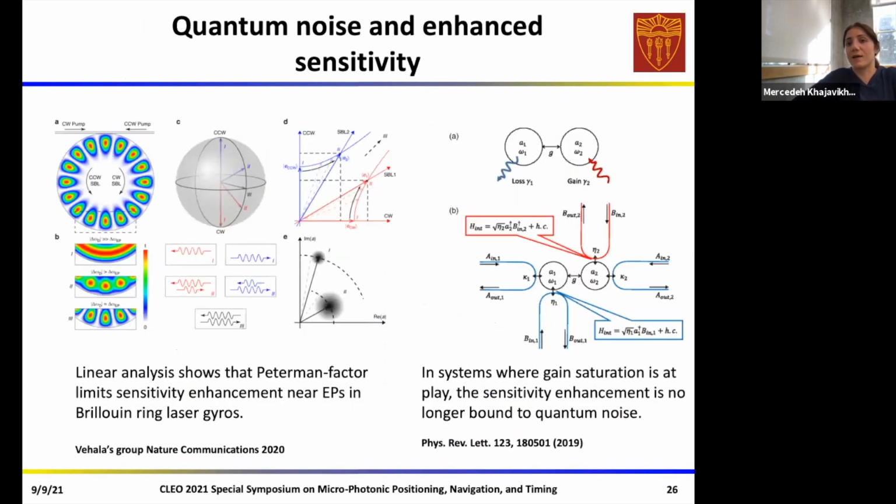Later on, they showed that even though you get enhanced sensitivity, you also have an increased amount of quantum noise in the system that compensates for it. There were other works showing that this happens because of this particular type of gain, which is very similar to a linear system, and this is in fact not true for generic systems like the ones that we are studying.